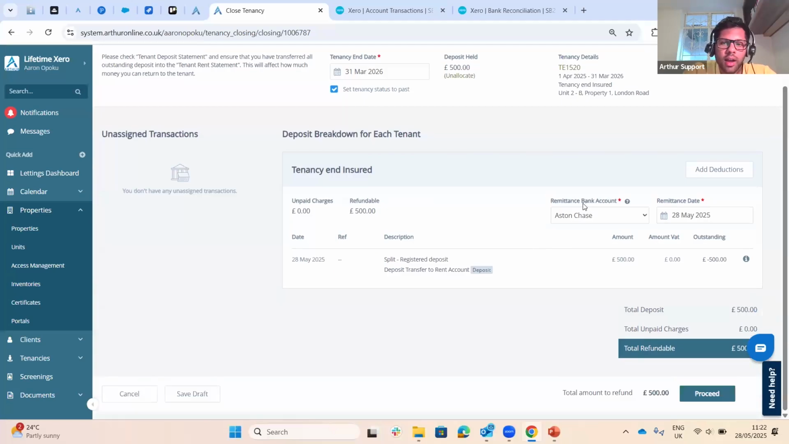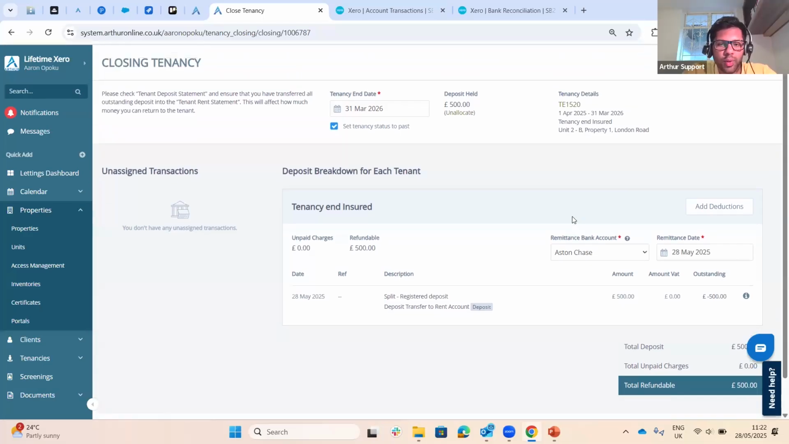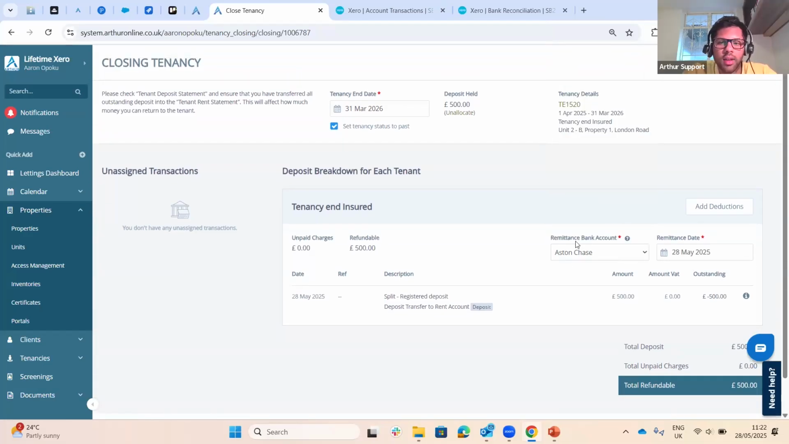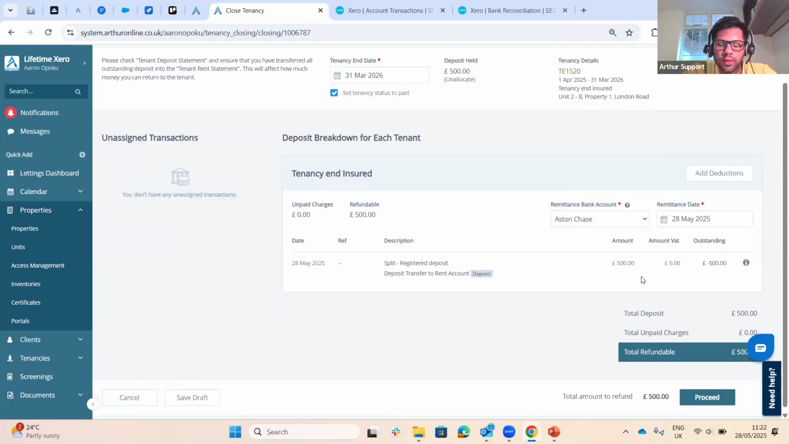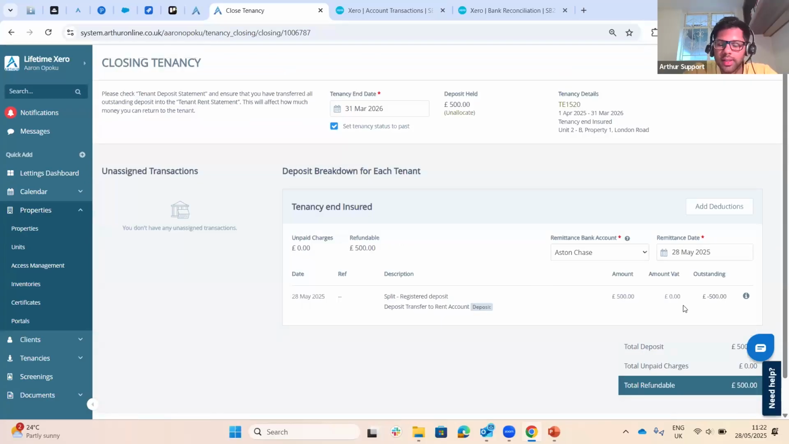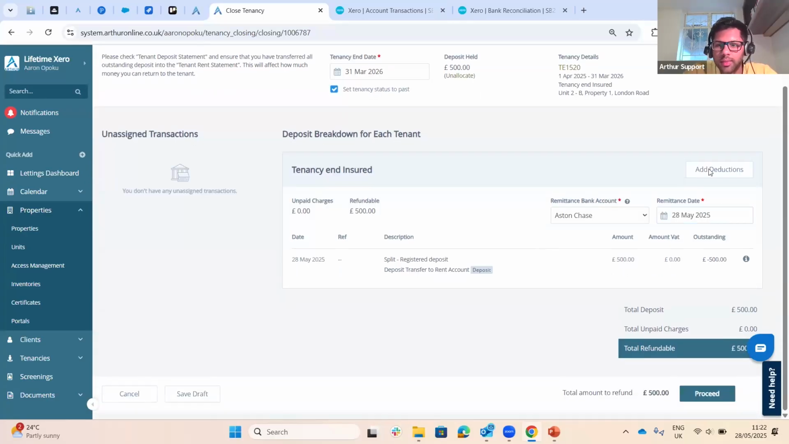The remittance bank account is your bank account from which you're processing the refund. Because this is an example of an insured scheme, you would be selecting your own bank account in here. This is the bank account from which you are paying back the £500 to the tenant. So in this example, there are no deductions, so we will not add anything in there. And then we can just go ahead and press proceed.